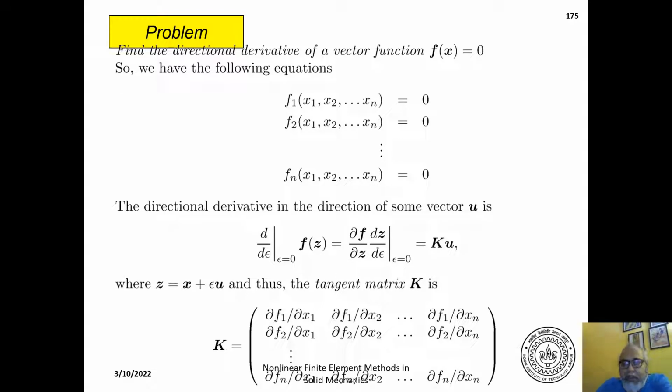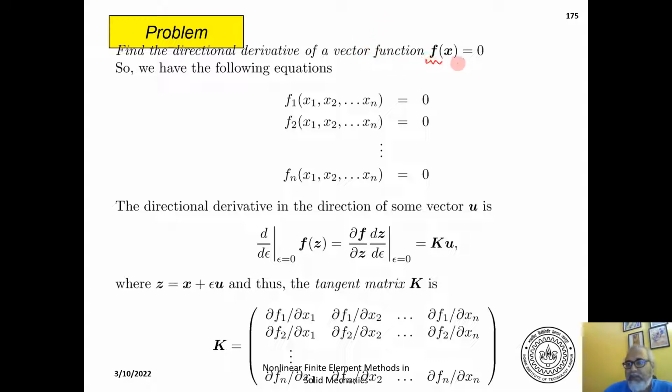So before we end this week's lectures, let me do a problem, which I probably should have done before. This problem is going to be our starting point for what we are going to do in the next week. So consider a vector function.